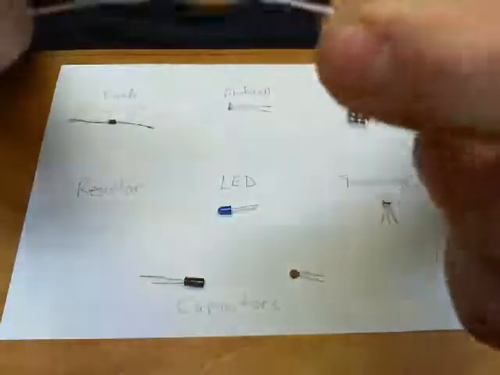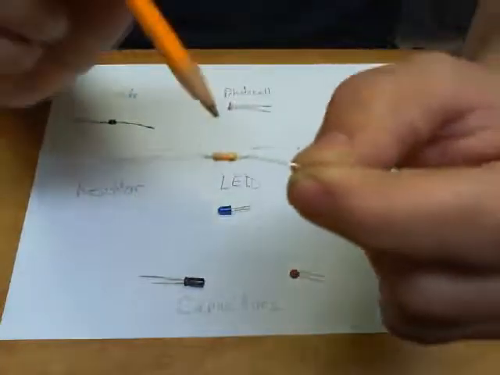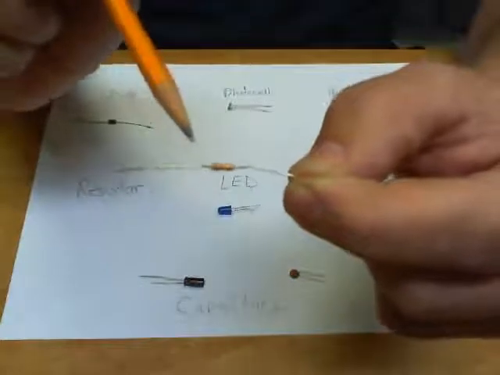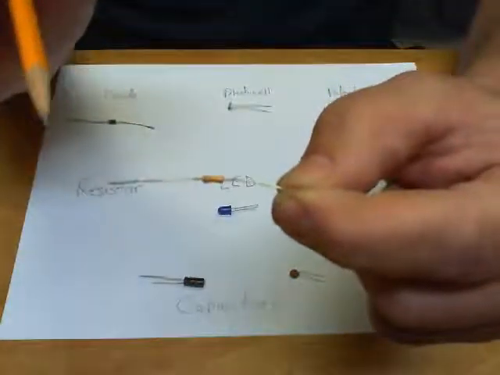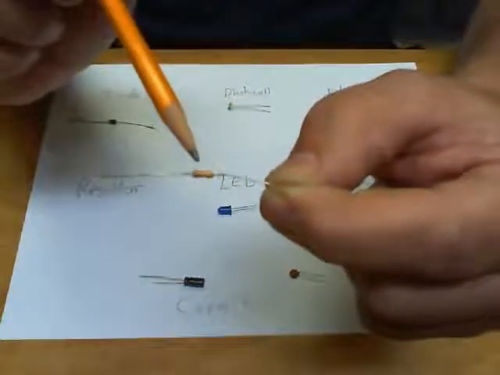So, the colors on a resistor, there's always going to be 4 bands in this room. Okay, and there's going to be a gold band always, and 3 other colors. So, when I read it, I always read the gold band last. So this one goes brown, black, orange.